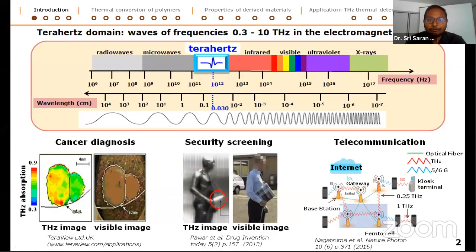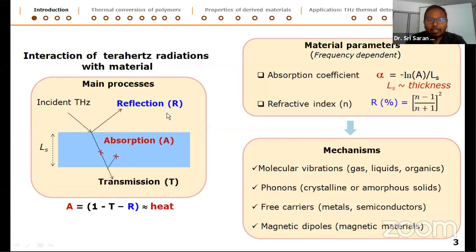So let us see some of the material interactions with the terahertz radiation. It consists of three main processes. If you take any material, the incident terahertz radiation undergoes reflection and partly absorption and transmission. Usually this absorbed radiation is converted to heat. And the material properties can be analyzed by the material parameters.